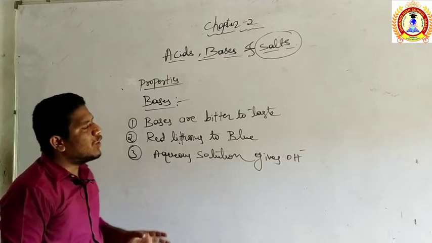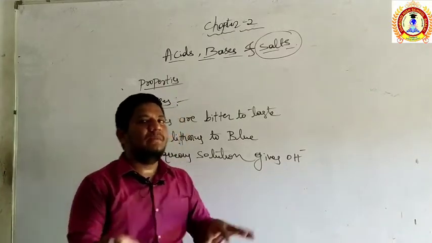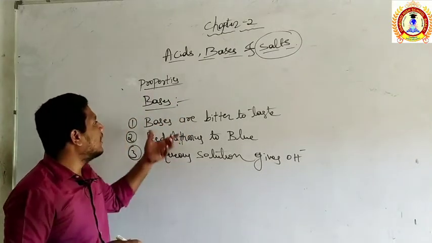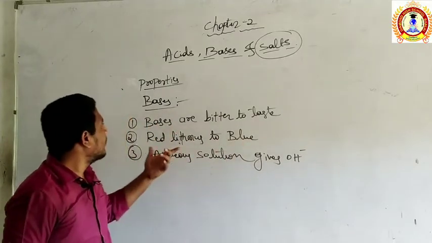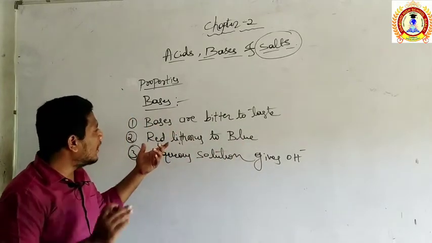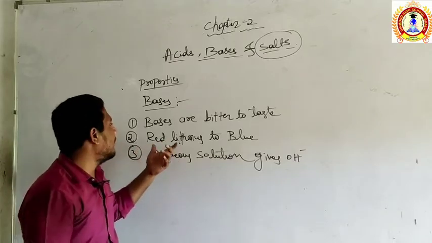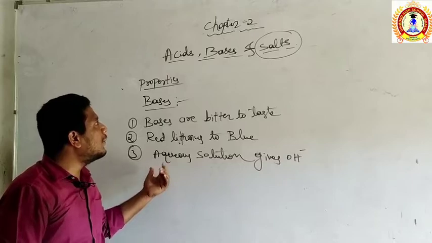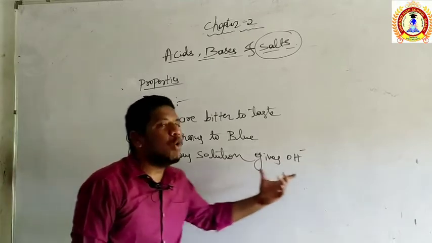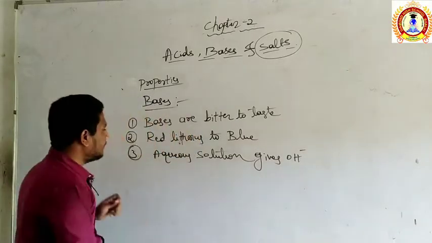So if you compare the properties of acids and bases, they are opposite to each other. Acids are sour to taste, but the bases are bitter to taste. Acids turn blue litmus to red, but the bases turn red litmus to blue. And in aqueous solution, if you are adding the bases, they will give the OH minus ions.